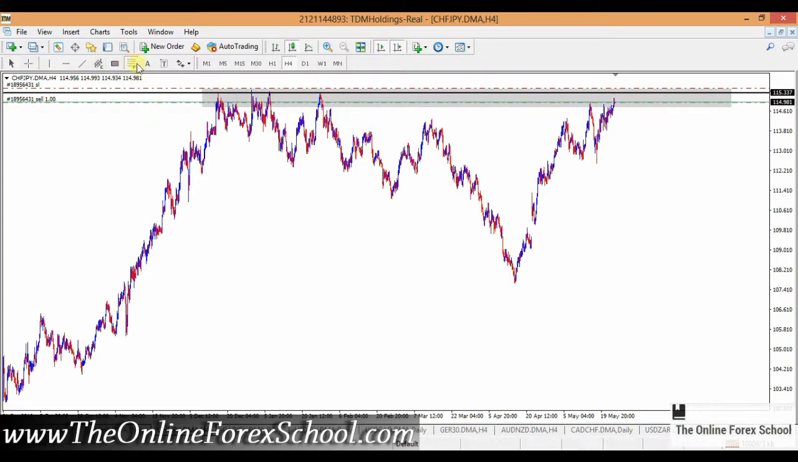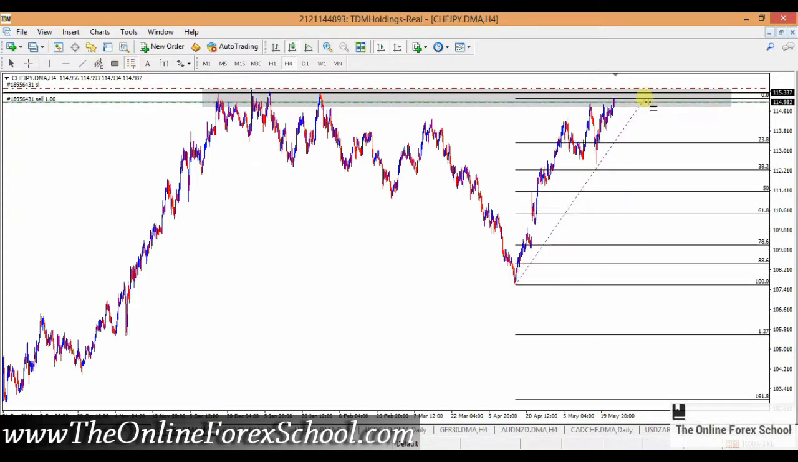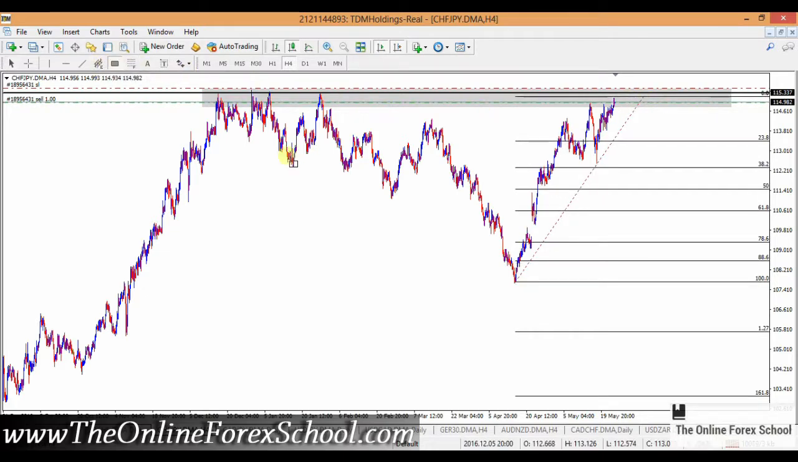I'll take my Fibonacci over there. I'll draw it from the low to the high. I can now see that the retracement for this leg could potentially come to an end over here within that fib zone, or within that zone of the 50 and 61.8 level. So price could come down to here before attempting to make a bull run again, going higher.